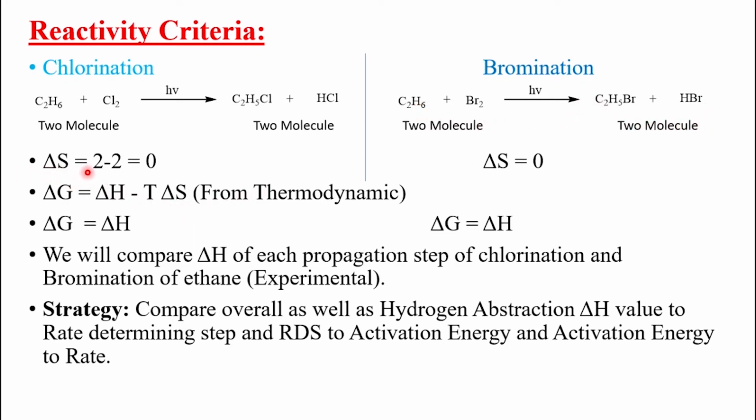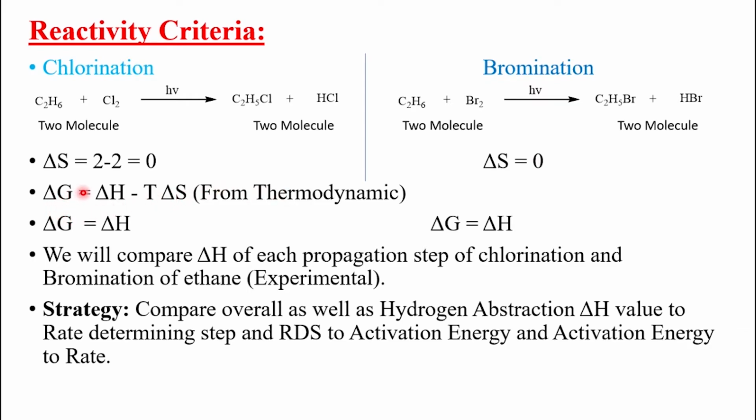So delta S is what? Number of product molecules minus number of reactant molecules. So 2 minus 2 is equal to 0. Similarly here, 2 product molecules minus 2 reactant molecules gives 0.